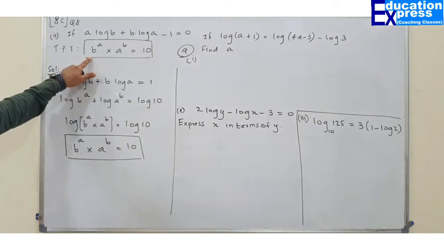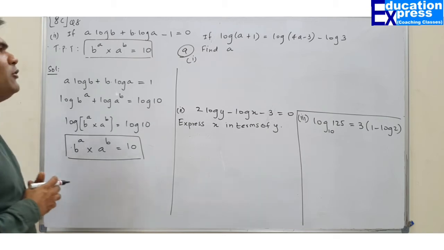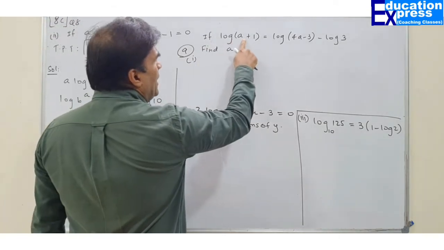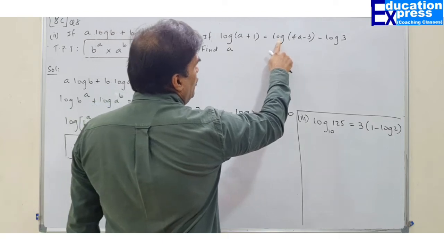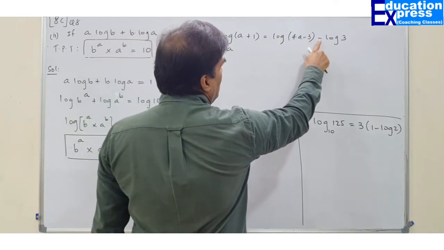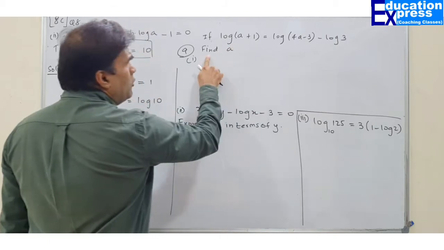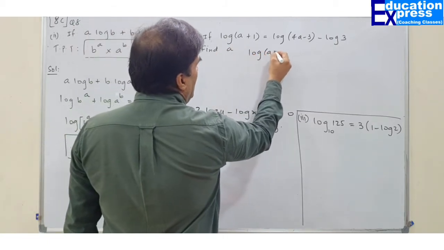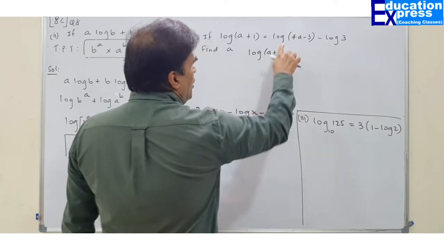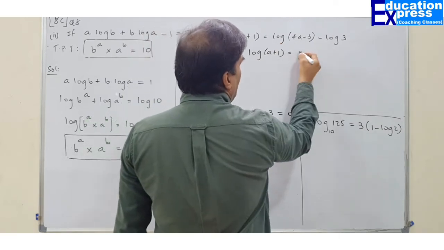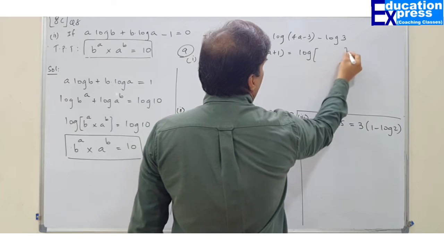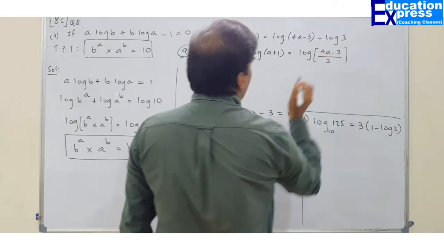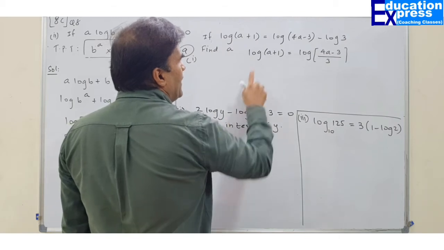What is expected from us? Such a simple and fabulous question. Look at this question. If log of a plus 1 is equal to log of 4a minus 3 minus log 3, we have to find the value of a. Can I say log a minus log b can be written as log of a upon b? Super, absolutely fine.